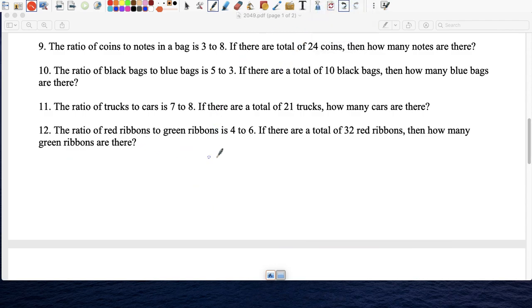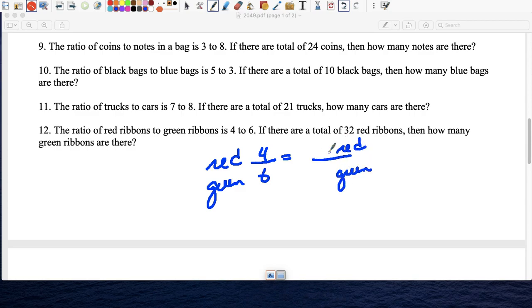And the last one, the ratio of red to green is 4 to 6. Then again, on the other side, we want to find the equivalent ratio when there's 32 red ribbons. Now, again, you can cross multiply or find the relationship. This one, because these are such simple, very nice numbers, all you have to do is this and this.